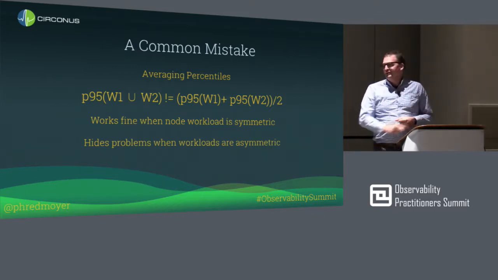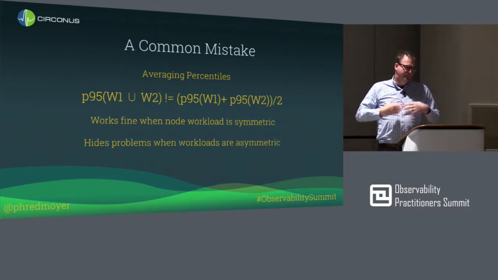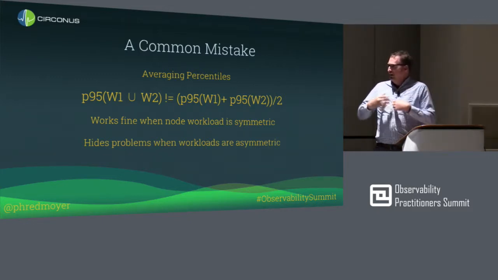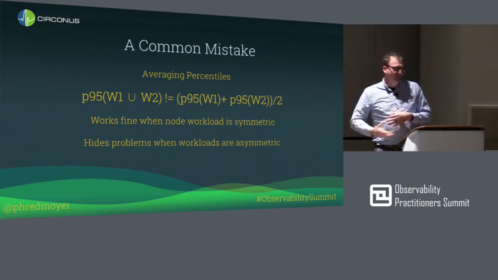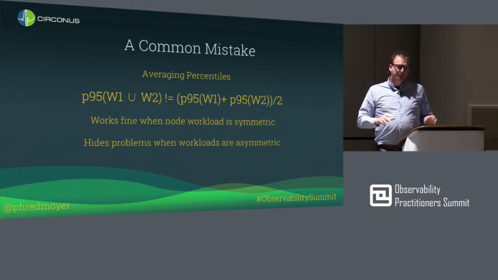Don't go out there and do this. I've got a math equation up there that says the P95 of set W1 union set W2 is not equal to (P95 of W1 plus P95 of W2) over 2. That equation works maybe a few percent of the time.